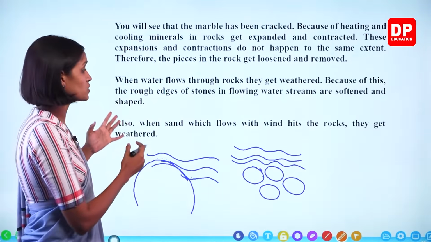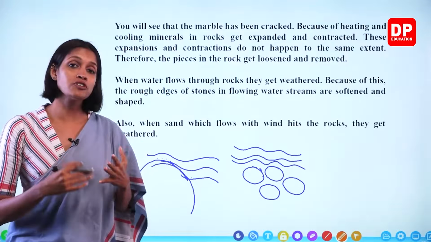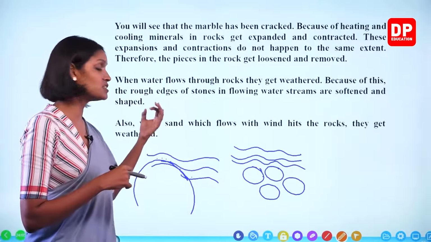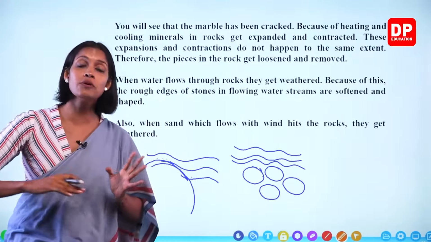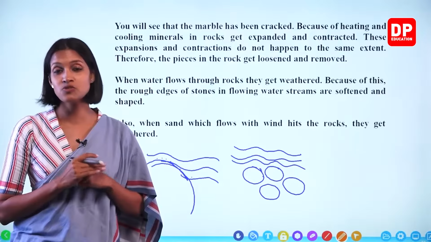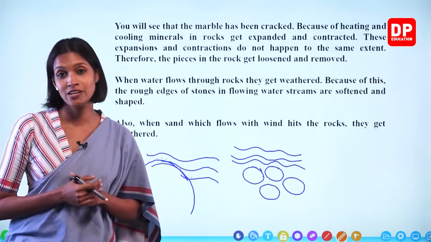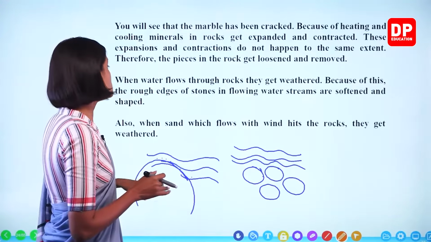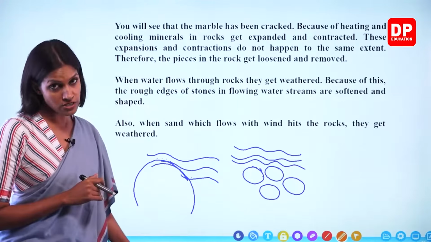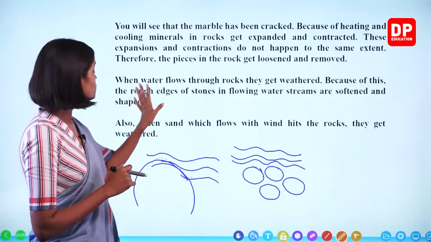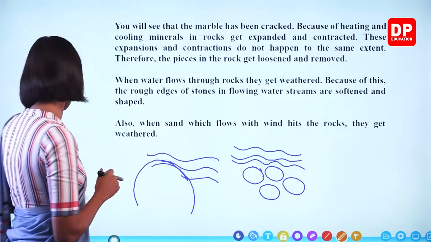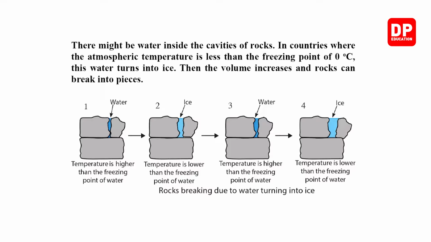Okay, children, so we are talking about the weathering of rocks due to heat, due to water, due to wind. Remember, all these processes take a long period of time to happen. It will not happen in a day or two. Right, children? Because of water, weathering of rocks takes place. Because of heat, weathering of rocks takes place. Because of wind also, weathering of rocks takes place. Now here is another method by which water weathers rocks.